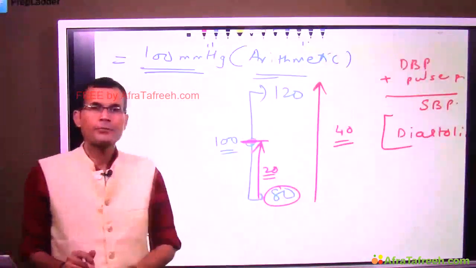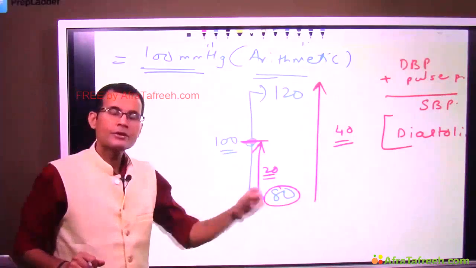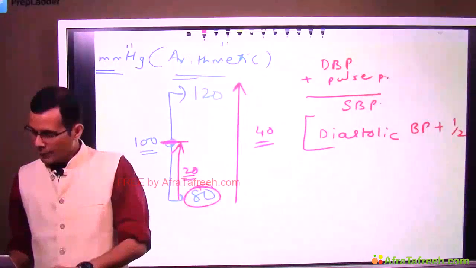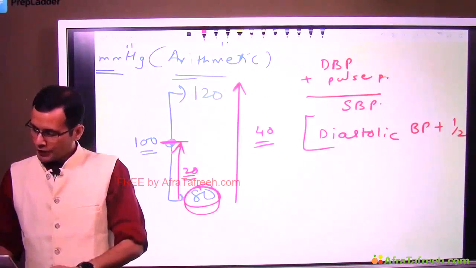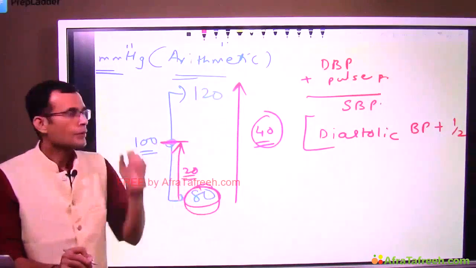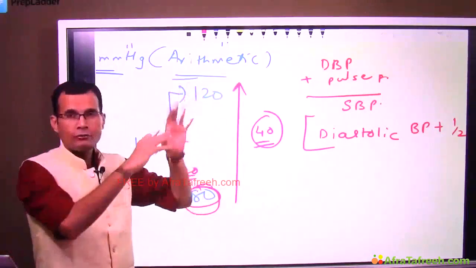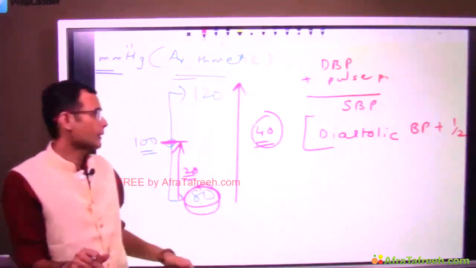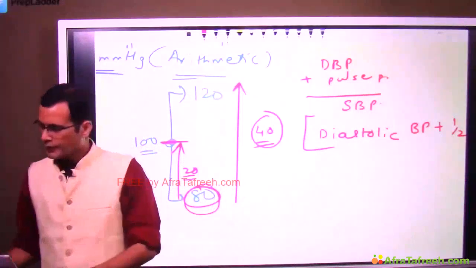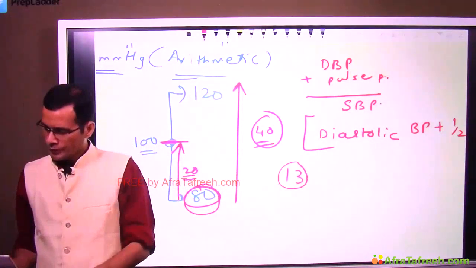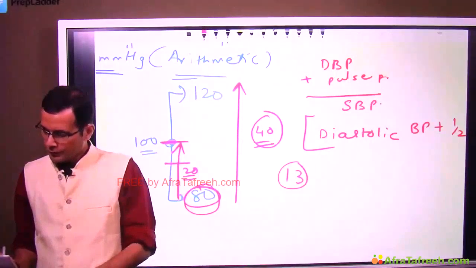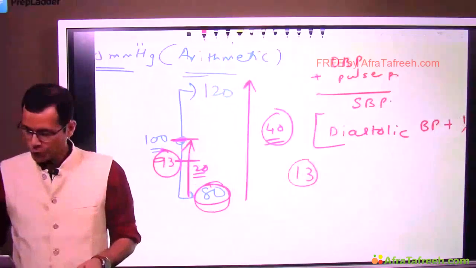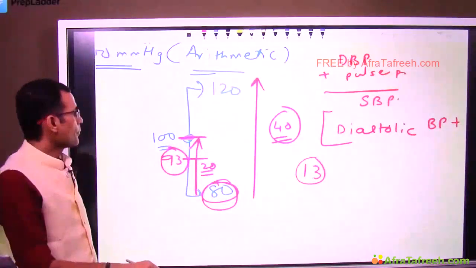Now, why is that? Let's understand from these figures. Diastolic BP is 80 mm of Hg and pulse pressure is 40 mm of Hg. Now, for the real formula, we are not adding half of pulse pressure, we are adding only 1/3 of pulse pressure. 1/3 of 40 is, let's say, 13. So 80 plus 13, you will reach 93. So now there will be some clarity.